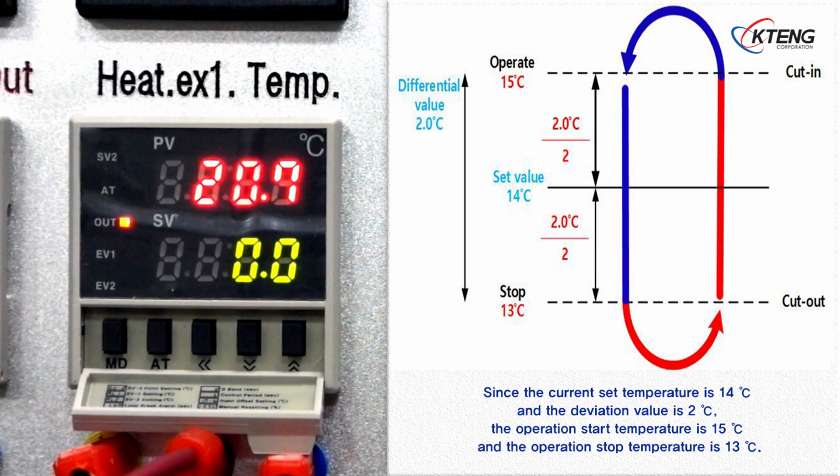Since the current set temperature is 14 degrees Celsius and the deviation value is 2 degrees Celsius, the operation start temperature is 15 degrees Celsius and the operation stop temperature is 13 degrees Celsius.